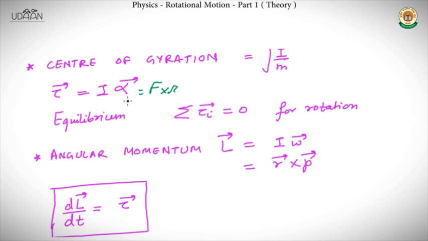Next, we move on to equilibrium conditions. As we know, for translational motion, the equilibrium is there only when the total force applied on the body is 0.